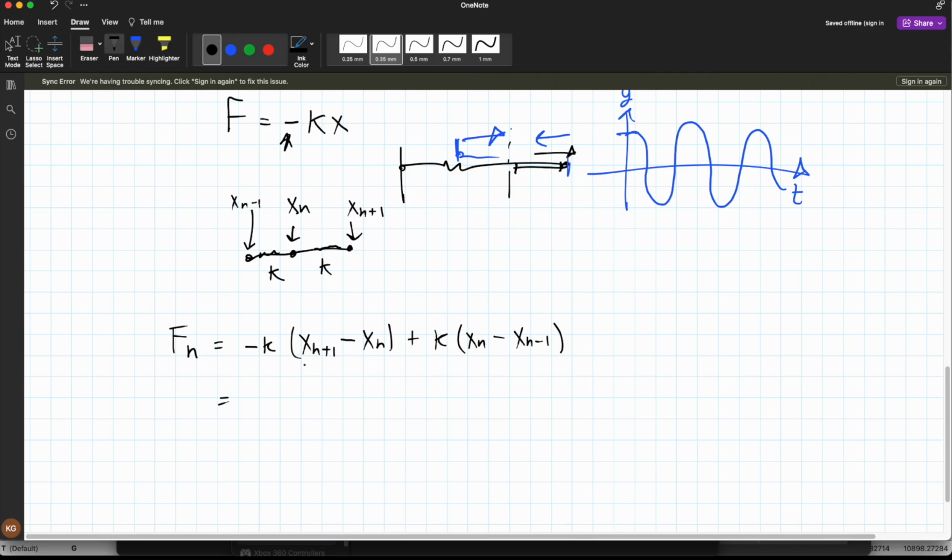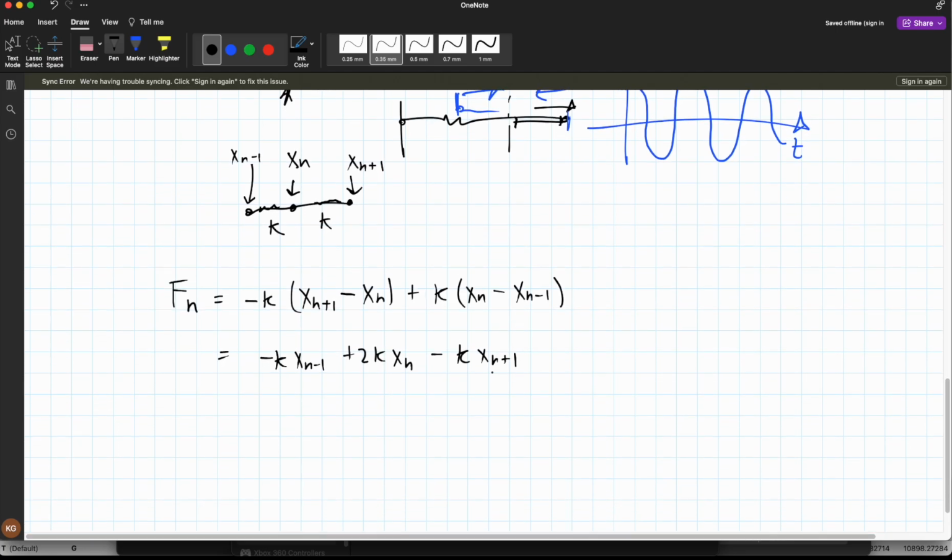And now we can rearrange this, or collect terms really. So we have x_n, which has a plus k coefficient, and x_n with another plus k, so two of those. So we can say plus 2k x_n, and then a minus k x_{n+1}, and a minus k x_{n-1}. And then also the force, if you've seen a little calculus, let's write it this way.